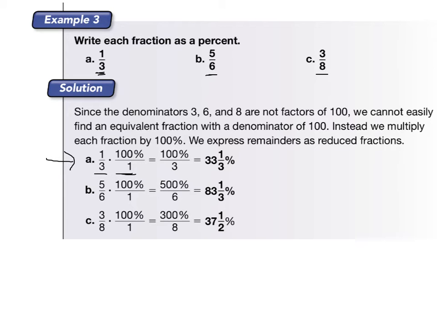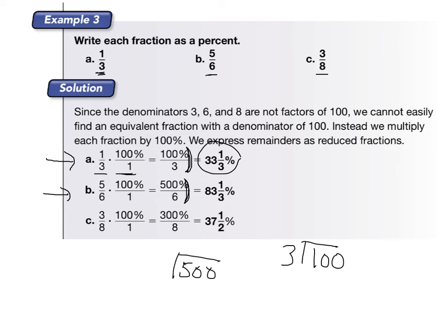That gives me 100 over 3, and if I divide that out, take the 100, remember the top number goes in the box, divide that out, I get 33 and a third percent. Same thing with 5/6, multiply by 100%, I get 500 over 6, again take the 500 and divide that by 6, and you would get 83 and 1/3 percent.